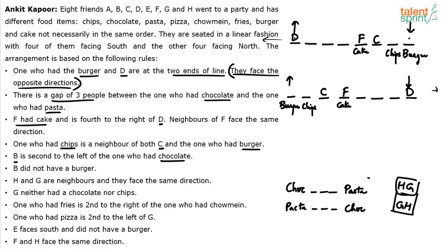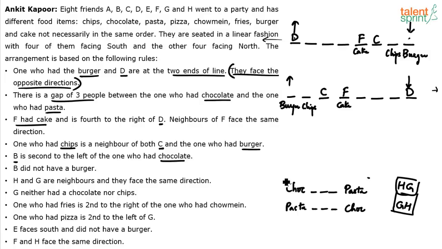So I think one round of reading is done. We have not been able to fix too many things, but yeah, only F, C, burger, chips and D have been fixed. Now we have to read in between the lines or try out the possibilities. Right? So what do we do? I think let's take this point itself.